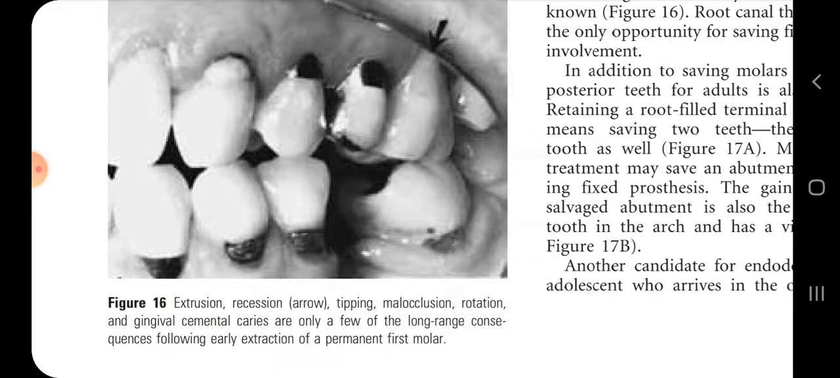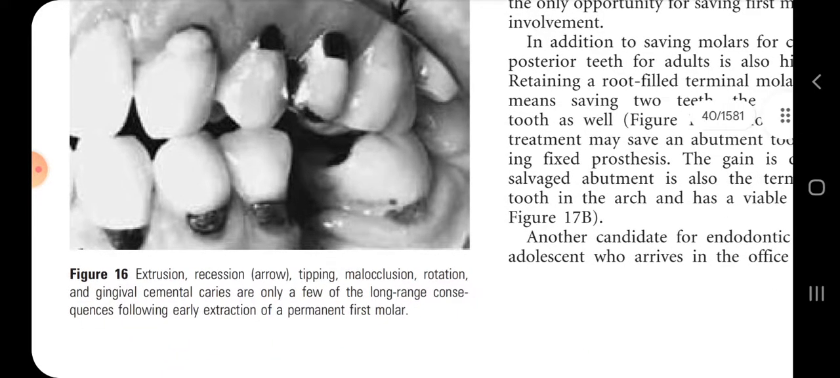There is tipping, malocclusion, rotation, and gingival cemental caries. Extrusion, recession, tipping, malocclusion, rotation, and gingival cemental caries are only a few of the long range consequences following early extraction of a permanent first molar.